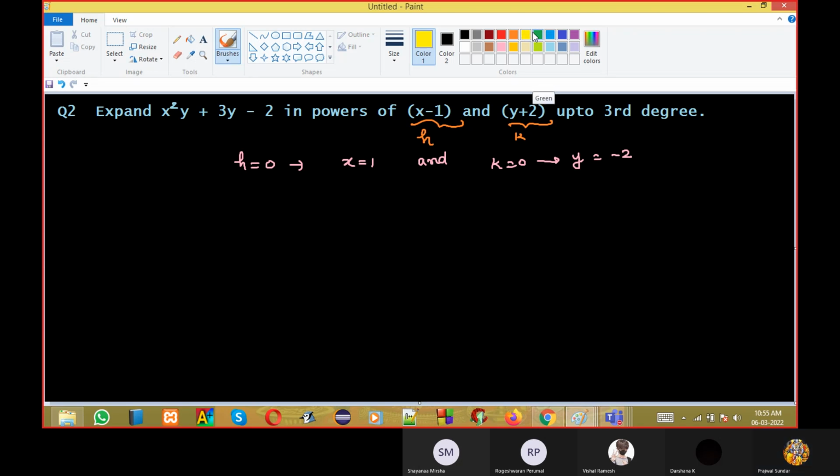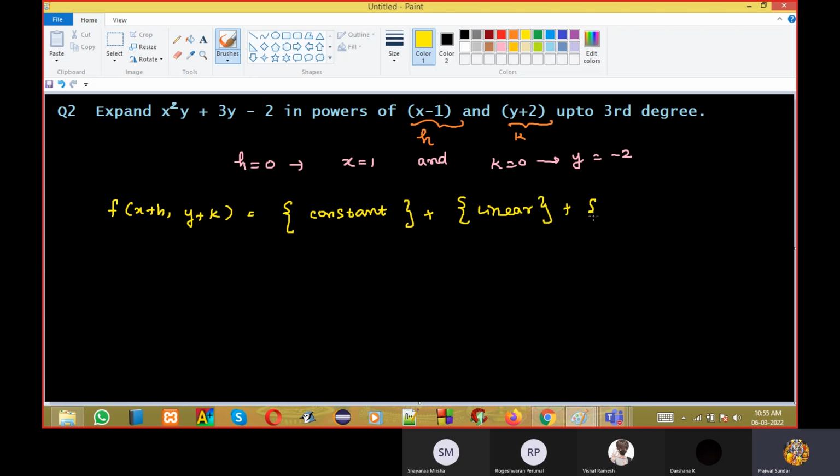Now, f of x plus h comma y plus k will be constant plus linear plus quadratic plus cubic, correct? I don't want to write the full formula again, I'll just write like this. So we'll concentrate on each thing one by one. We'll see what the constant is.